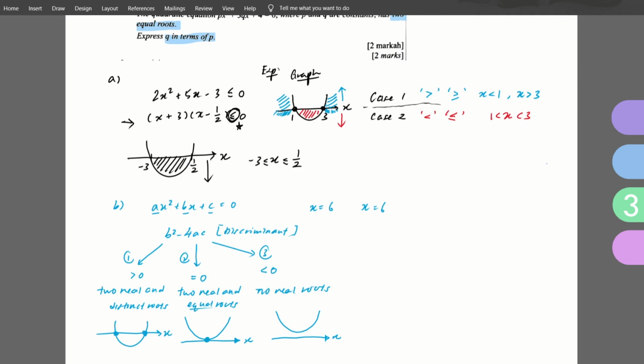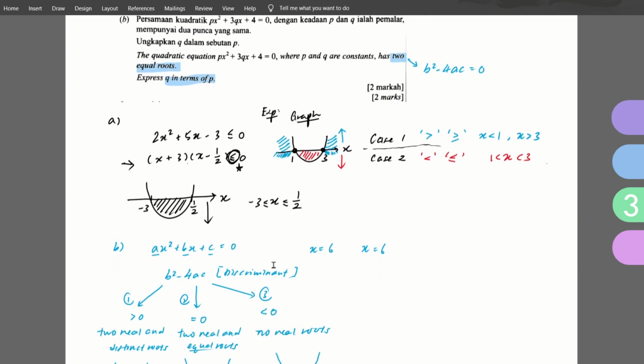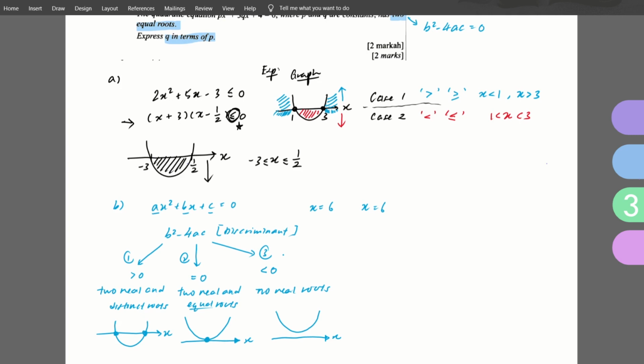So going back to our question, the clue gives us two equal roots. So meaning we need to use b squared minus 4ac equals 0. So let's start off by finding the a, b, c for this quadratic equation first, and sub it inside here. So here I use different colors for a, b and c to help you distinguish them.